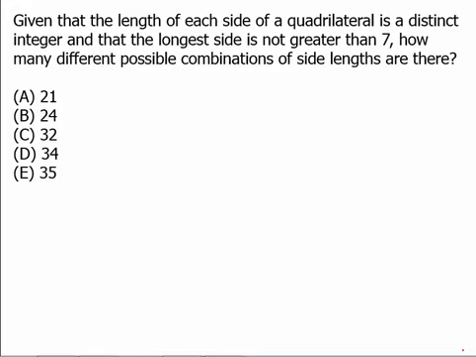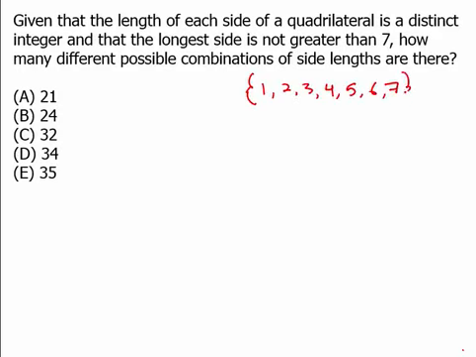Given that the length of each side of a quadrilateral is a distinct integer and that the longest side is not greater than 7, how many different possible combinations of side length are there? So, first of all, the possible side lengths are 1, 2, 3, 4, 5, 6, and 7. So it can't be greater than 7, but we have to pick 4 from any of those 7.